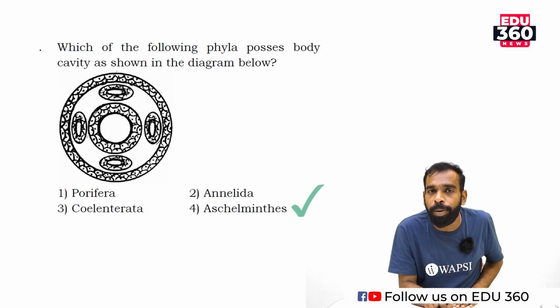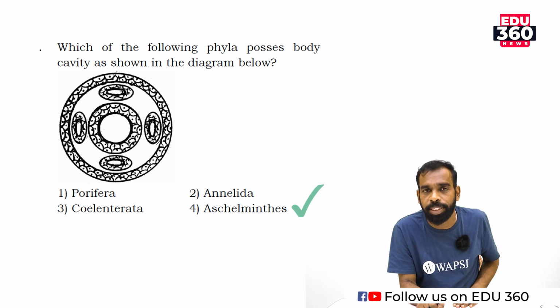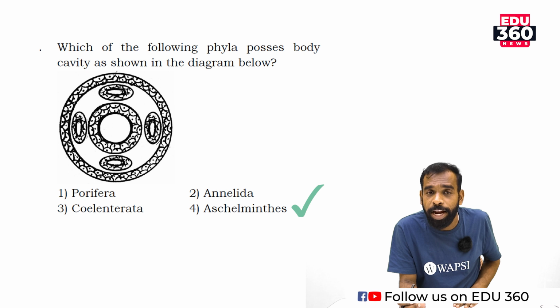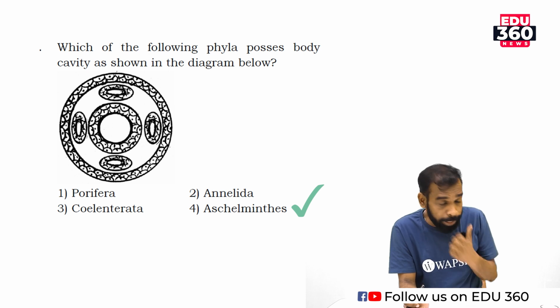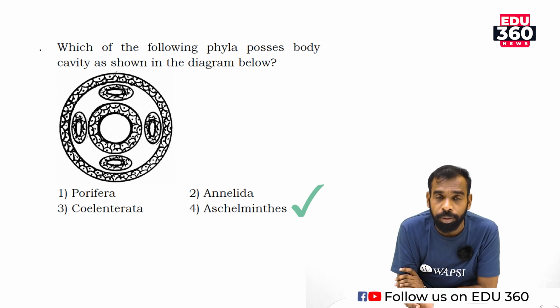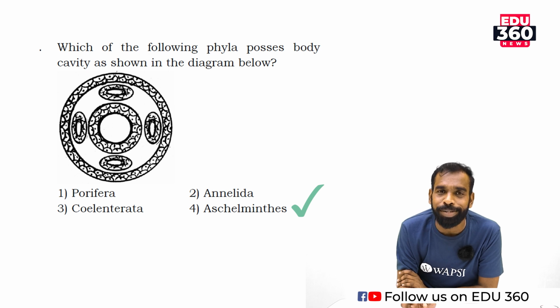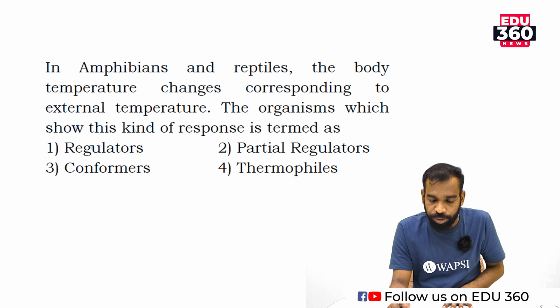Pseudocoelom is exhibited by the phylum Aschelminthes. Platyhelminthes is acoelomate, Aschelminthes is pseudocoelomate, and Annelida, Arthropoda, Mollusca, Echinodermata and Hemichordata possess a true body cavity, hence they are called coelomates. Move to the next question.